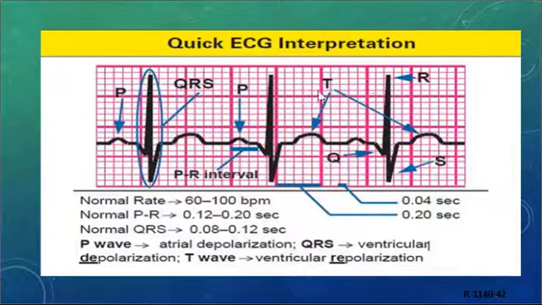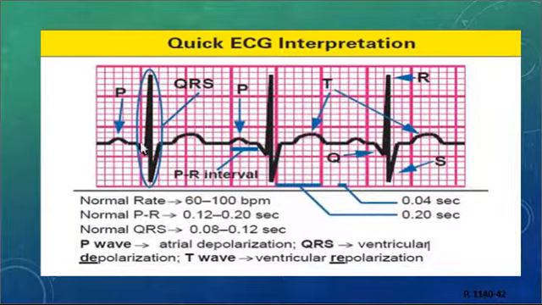Remember, this is a big square. You see big, thick lines. There's 1, 2, 3, 4, 5 little squares inside one big square. One big square equals 0.20 seconds. Each little square is 0.04. So there's 1, 2, 3, 4, 5. 5 times 0.04 is 0.20 seconds.